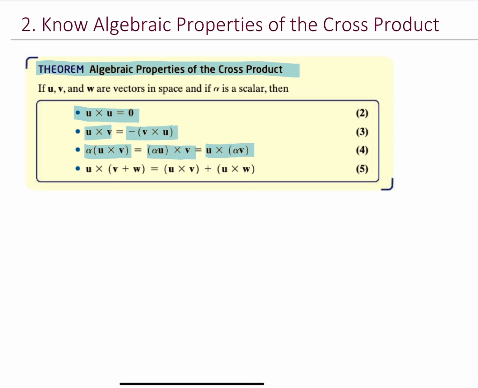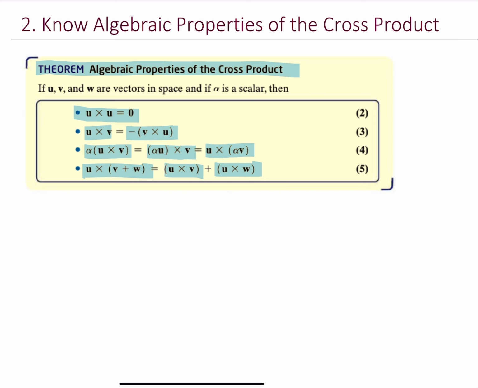And then our last property is you can view it as like a distributive property of the cross product. If we have u cross the sum of two vectors, so u is crossed with v plus w, we can express that as u cross v plus u cross w. So we can cross the vector on the outside separately with each vector on the inside and then add the results together. So it has a distribution property.